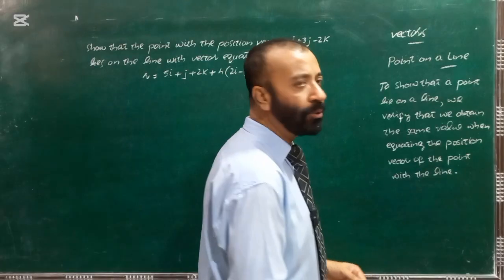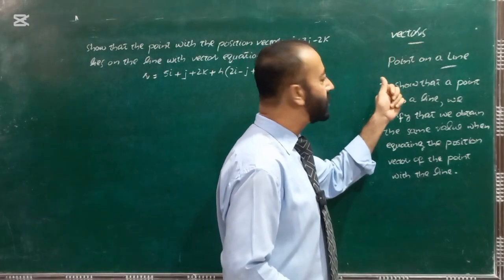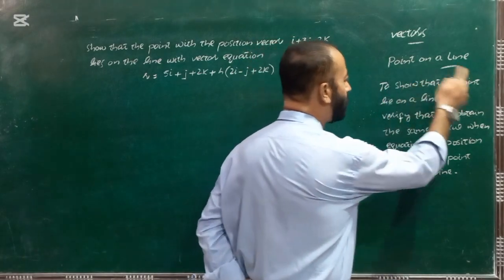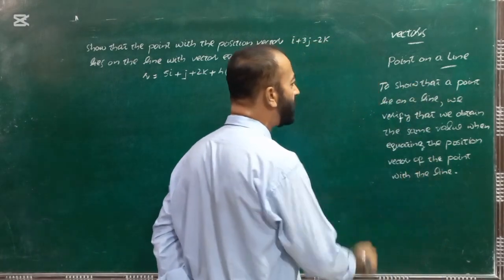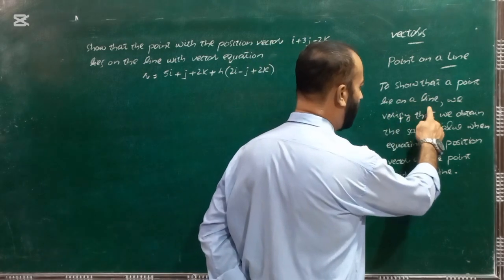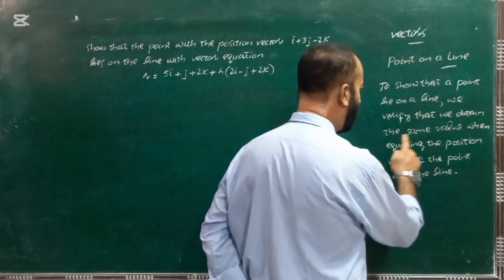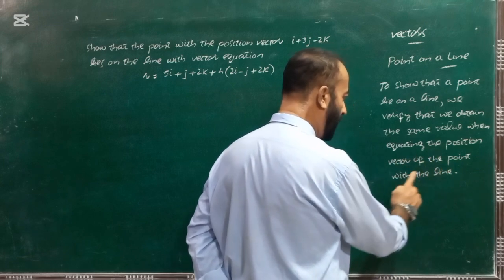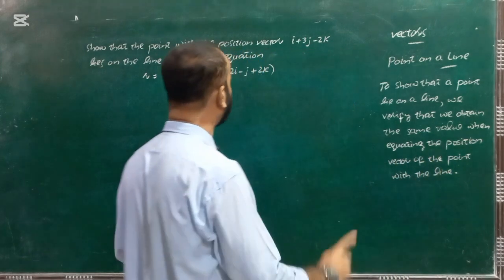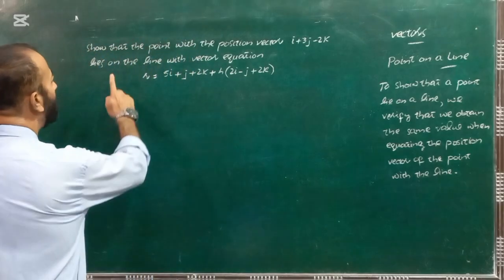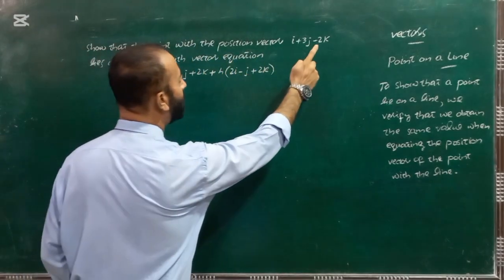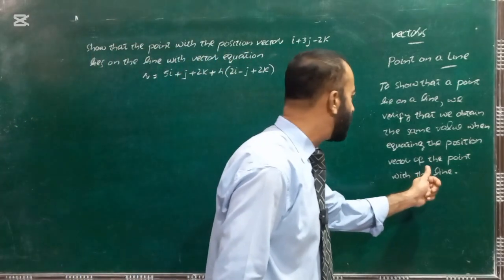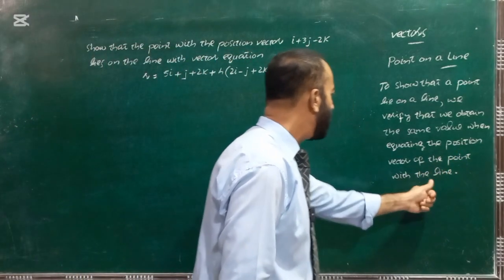The next thing that we are going to do in the topic of vectors is to prove that a point is lying on a line. So a point on a line. The concept is to show that a point lie on a line. We verify that we obtain the same value when equating the position vector of the point with the line. So here is a question. Show that the point with the position vector is this and the line is here. So actually we will equate the position vector of the point with the line.